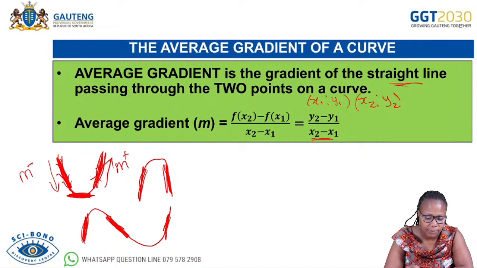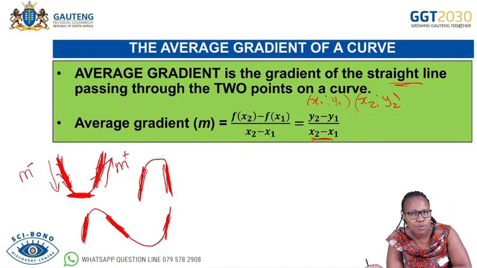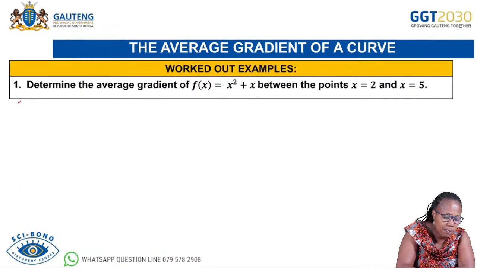All right. The average gradient of a curve, the worked example now. Determine the average gradient of the function f of x is equal to x squared plus x. And then this is between the points what? x equal to 2 and x equal to 5. That means in this case we are given 2 points. But in these points we are only given the x values now.